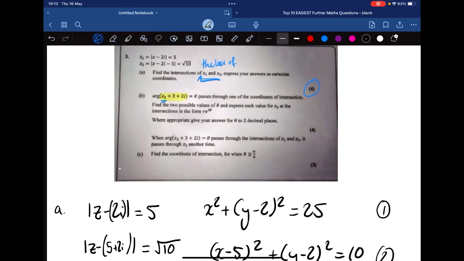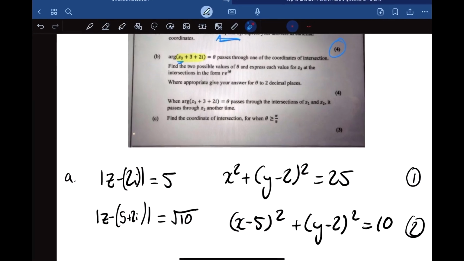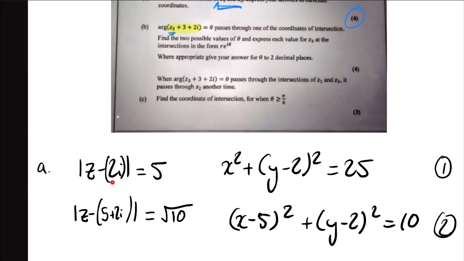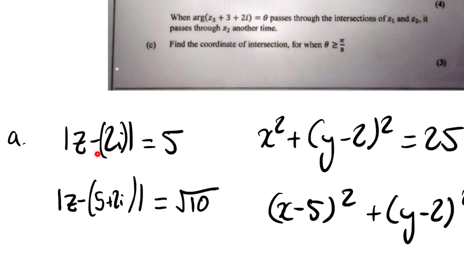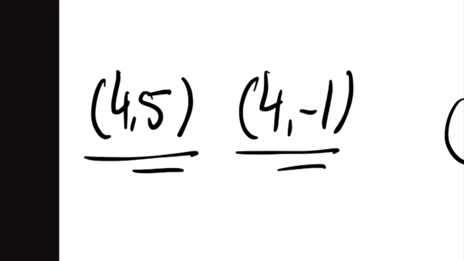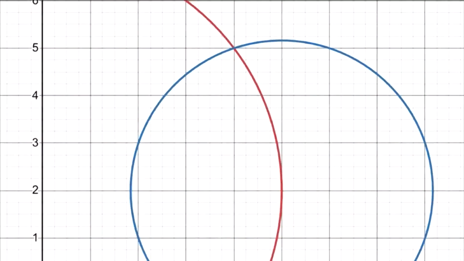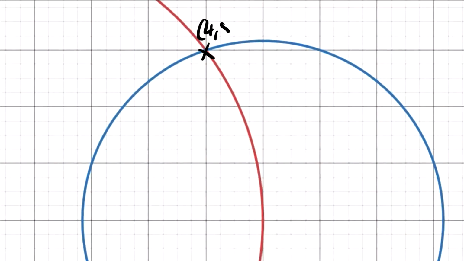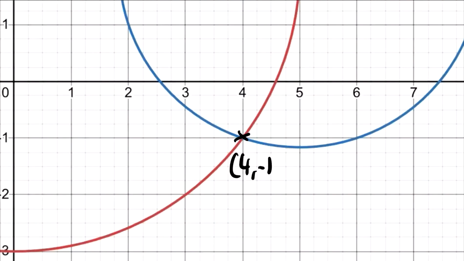Okay, so I think we all agree that part A of this question is pretty easy. Well, most of us anyway. It might be easier to just factorize out the minus, so you know exactly what the center points are. So from that we get our points of intersection, (4, 5) and (4, -1). If we look at the graph, they're going to be here. So this is going to be our (4, 5), and this is our (4, -1).